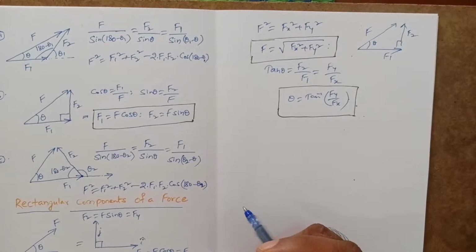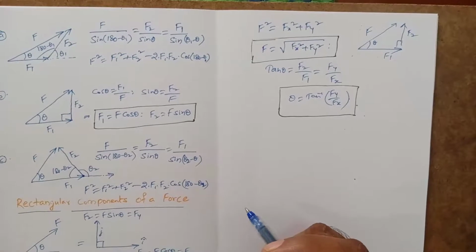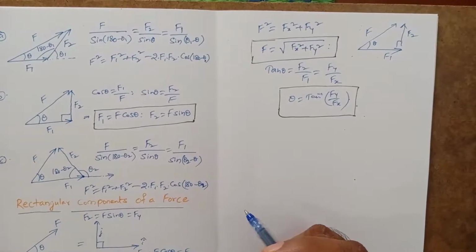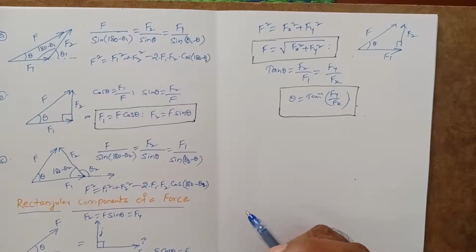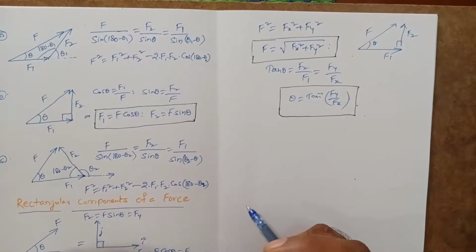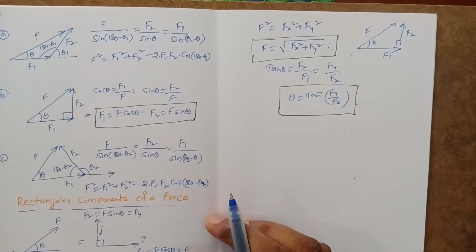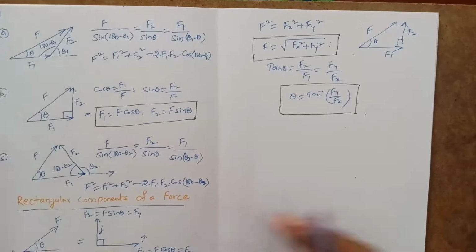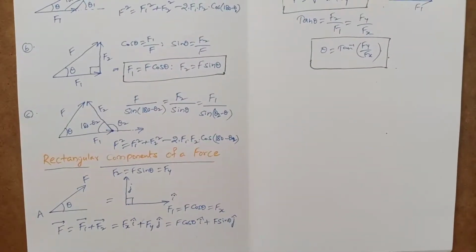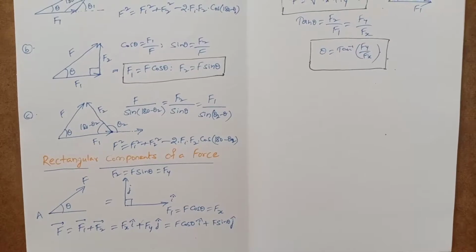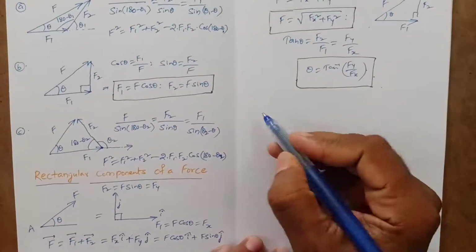We have been discussing resolving a given force into its rectangular components. Let us understand more about these rectangular components. So here in the previous case, the force F as shown here is in the first quadrant of the coordinate system. So let me draw this again.